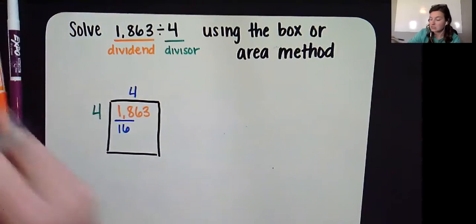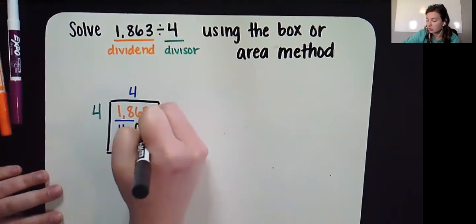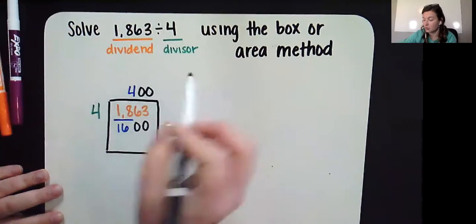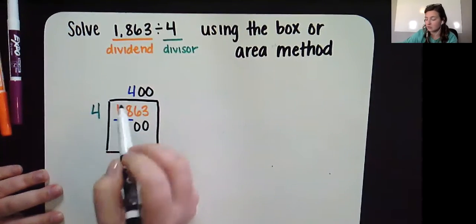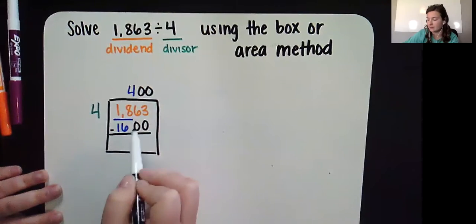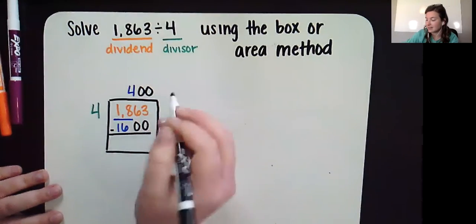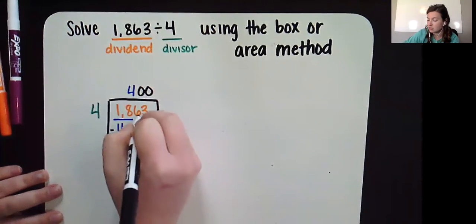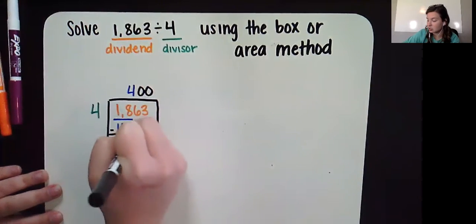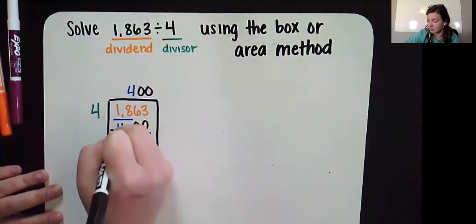To fill the rest of this number in, I'm going to use zeros. Then those zeros also need to come up top to show that 400 times 4 gives us 1,600. Now I'm ready to subtract. 3 minus 0 is 3. 6 minus 0 is 6. 8 minus 6 is 2. And 1 minus 1 is 0.